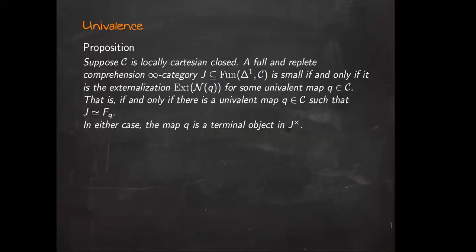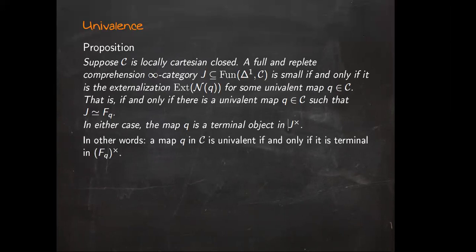All right. And then we have the following characterization. If C is locally Cartesian closed, then any full and replete comprehension infinity category is small, so it has that one comprehension scheme, if and only if it arises from a univalent map, right? So we can characterize univalence by smallness. In other words, a map Q in C is univalent if and only if it is terminal in the core of its associated comprehension category.